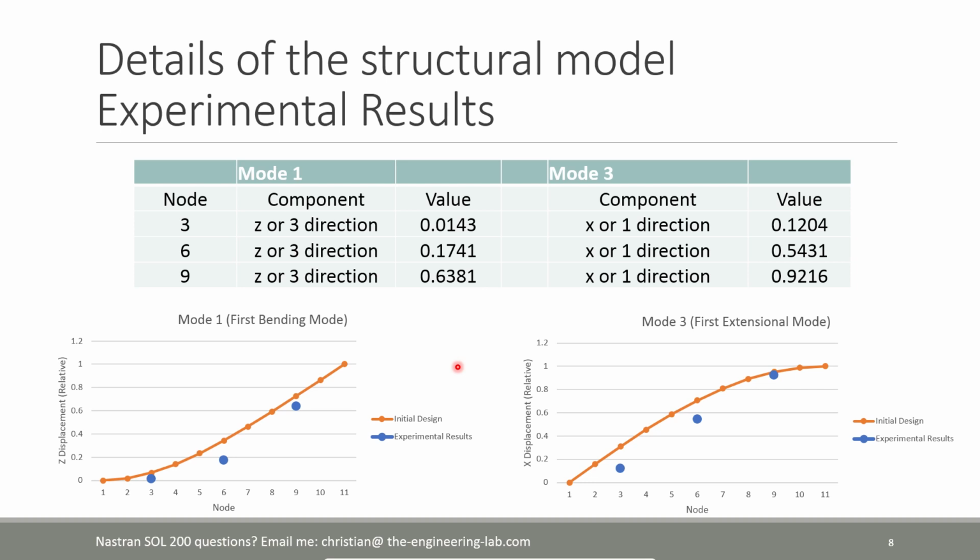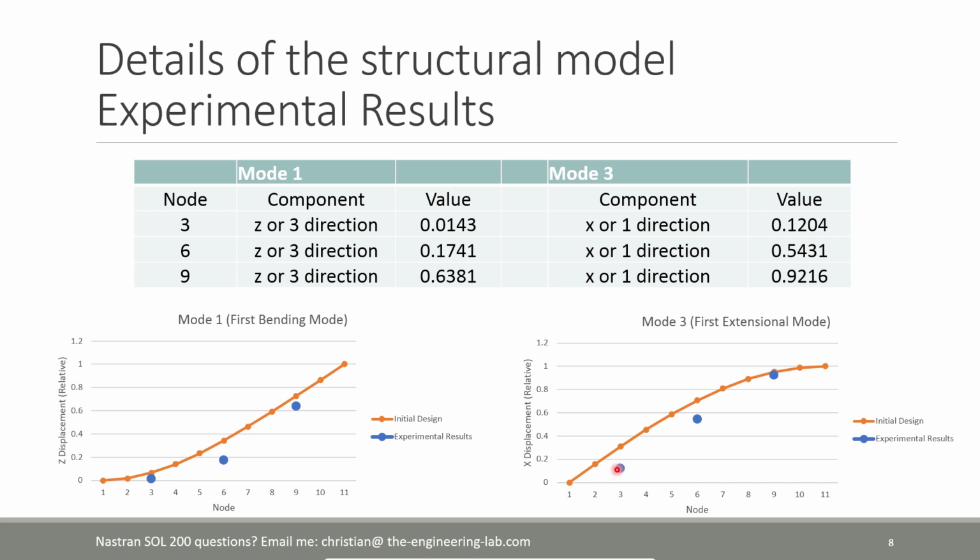Now let me talk about data for the mode shapes. So we're supposing that this very simple fixed and free end rod was experimentally tested. Here in blue, here on the left and here on the right, are what the mode shapes should be for mode 1 and mode 3. Here we see that the Z relative displacement should be about 0.06 here, 0.2, and about 0.6 here for nodes 3, 6, and 9 respectively.